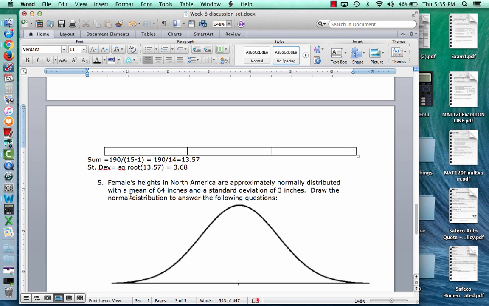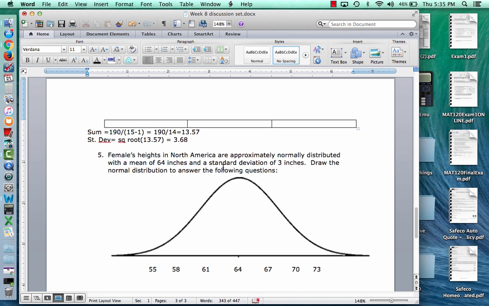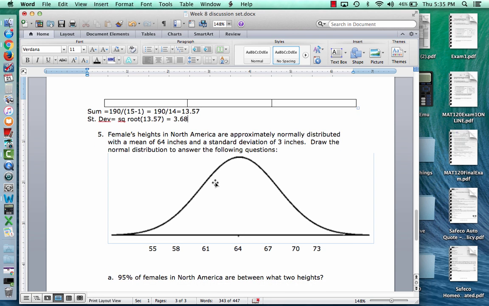This is when we're looking at the normal distribution, which is what we learned about in 2.4. So it says females' heights in North America are approximately normally distributed, meaning bell curve, with a mean of 64 inches and a standard deviation of 3 inches. Draw the normal distribution to answer the following question. So I already gave you a curve. What I mean by drawing it is you want to put 64 in the middle, and then you count up by standard deviations, which is 3 inches.